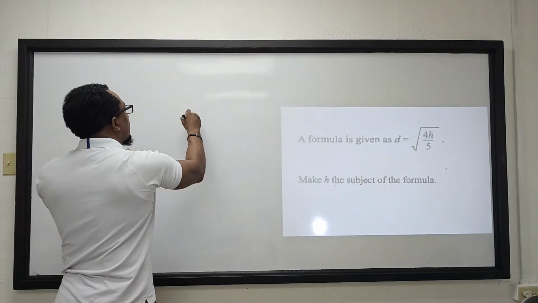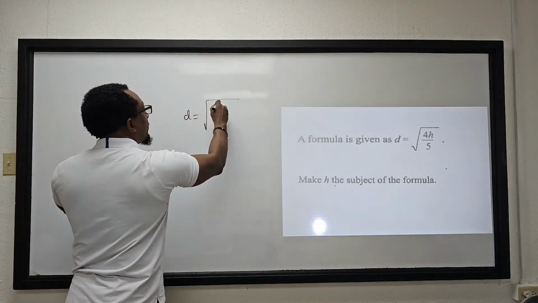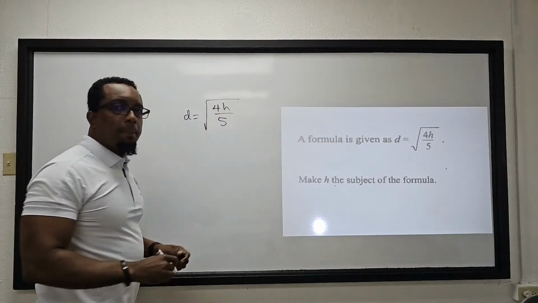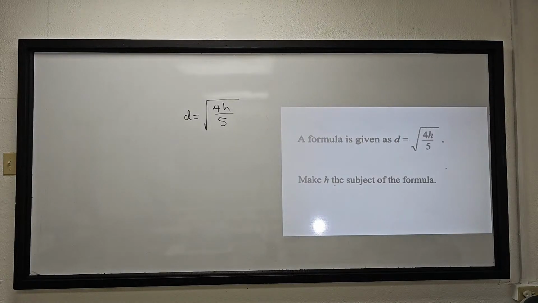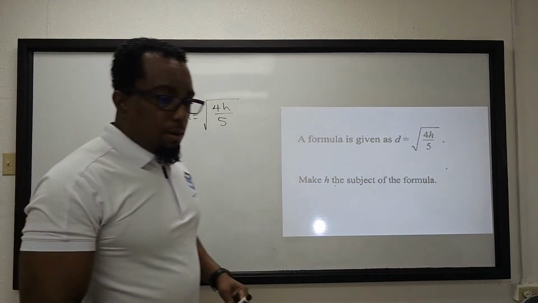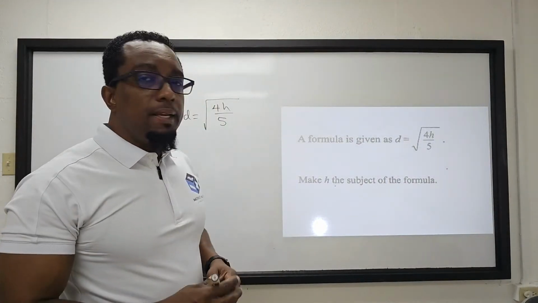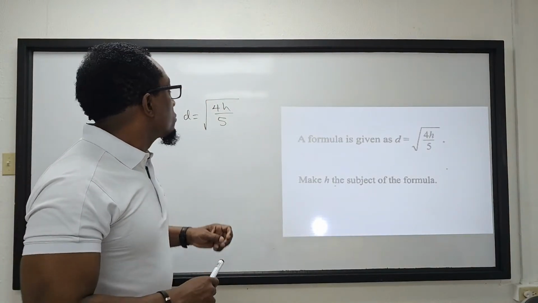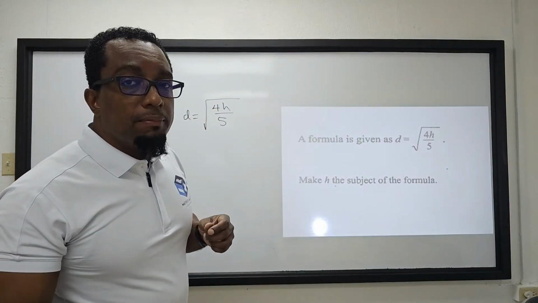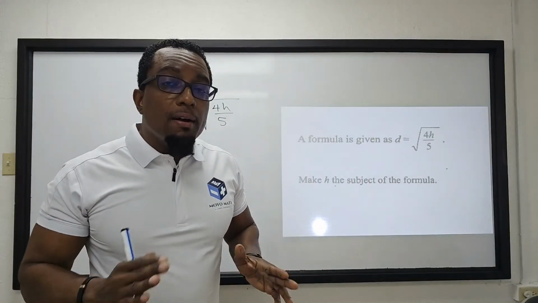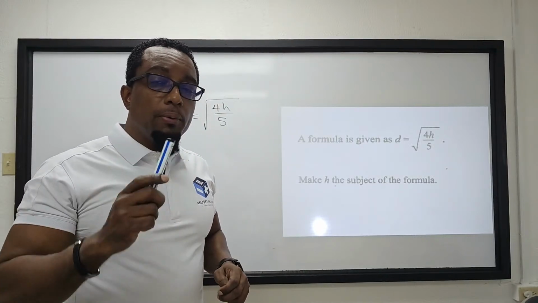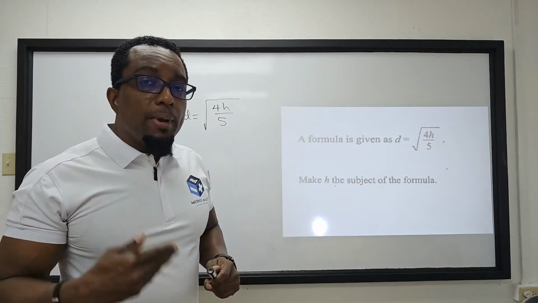So how are we going to make h the subject of the formula? We have d = the square root of 4h all over 5. And what are we going to do here? Of course, our first step is to remove the square root symbol so we can get h as the subject of the formula. So to remove the square root symbol, what we're going to do is to find the square of both sides.